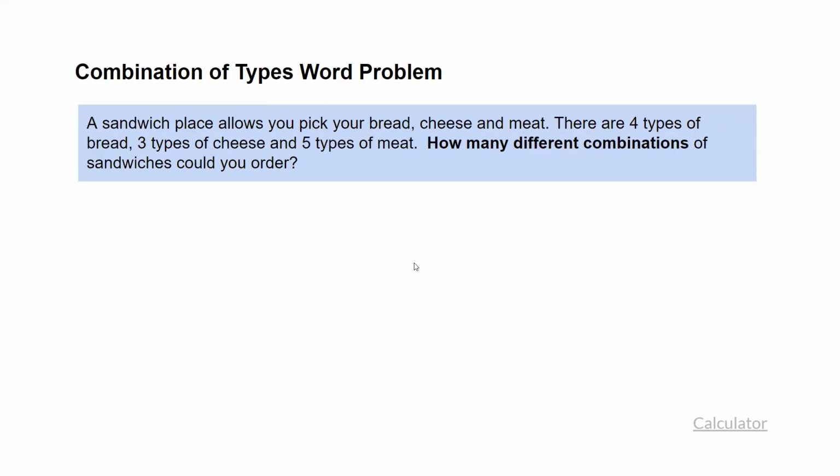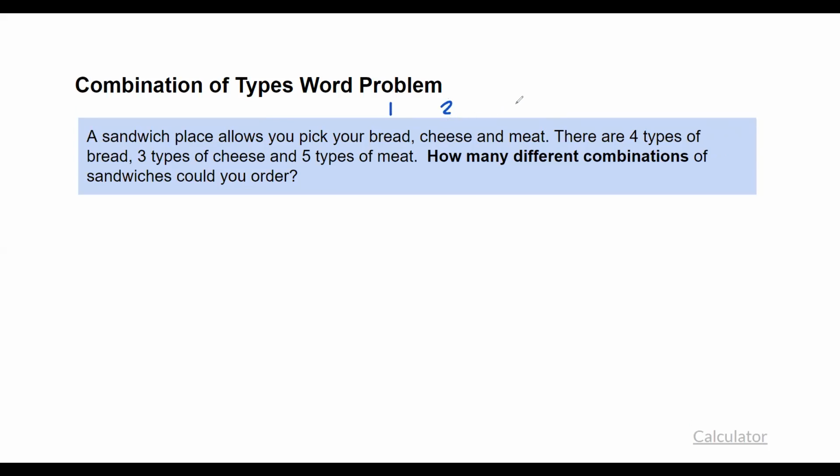Finally, a combination of types word problem. A sandwich place allows you to pick your bread, cheese, and meat. There are 4 types of bread, 3 types of cheese, and 5 types of meat. How many different combinations of sandwiches could you order? Now, it's always a good idea to count the number of different items. What I mean by that is we have bread, that's 1 thing, cheese, that's 2 things, and meat, that's 3 things. So we're going to be multiplying 3 things together.